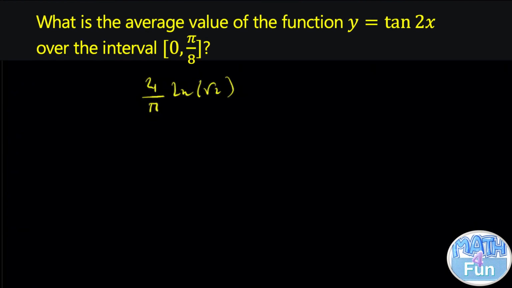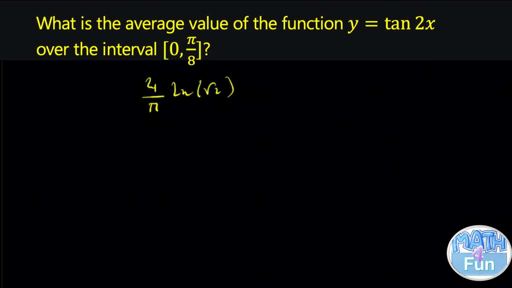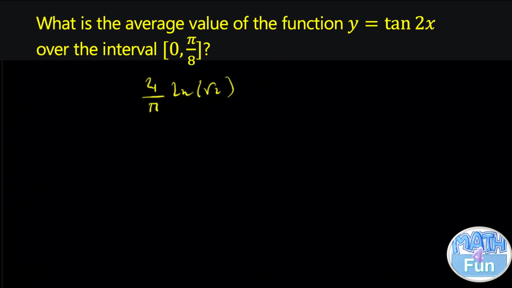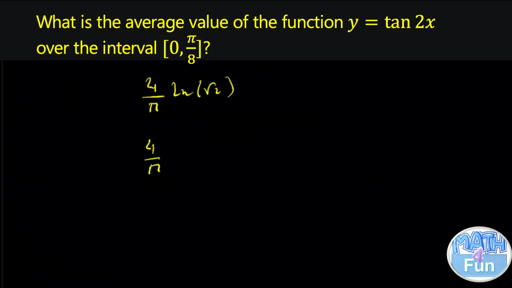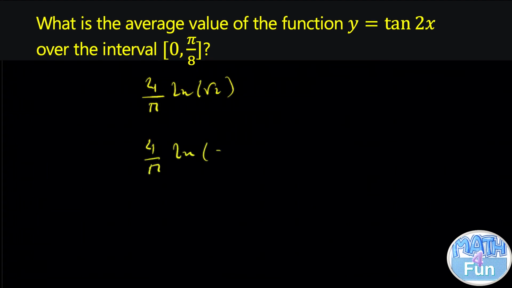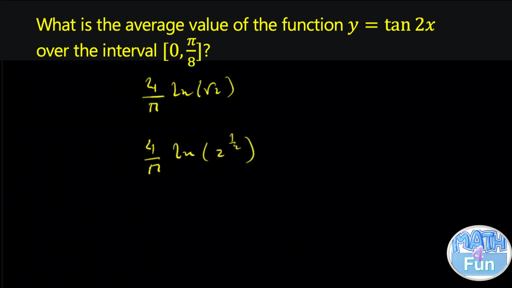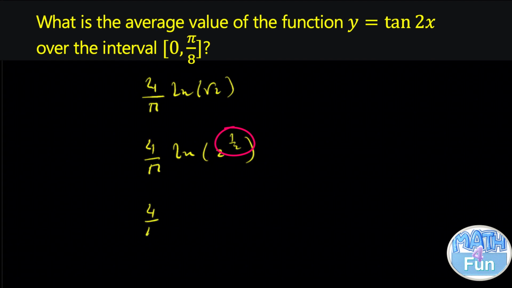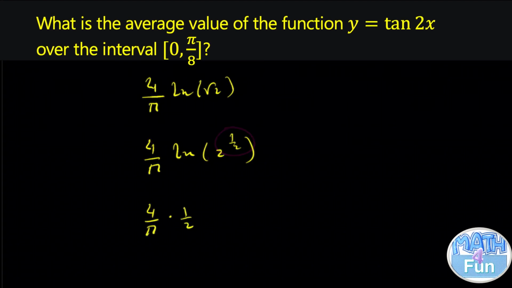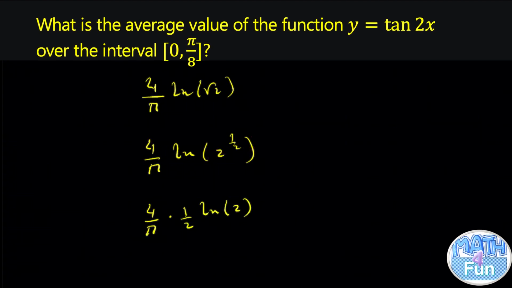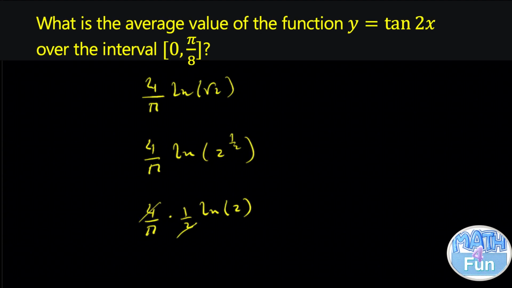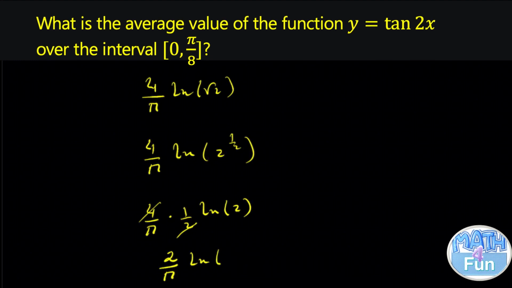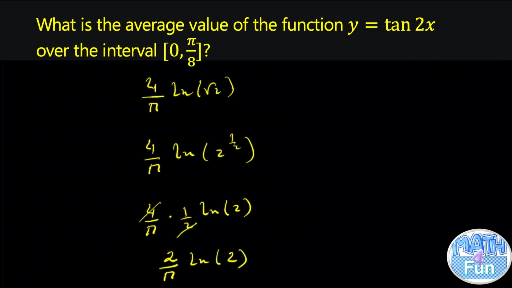Now, if you want to simplify more, let's say that this is a multiple choice question and you didn't find the answer, what can you do here? You can write 4 over pi ln. Now, radical 2 is 2 to the power half. And you know that by the properties of logarithm, you can drop down the half. So it becomes 4 over pi multiplied by 1 over 2 ln of 2, and then simplify more. 4 over 2 cancel. You get 2 over pi ln of 2. Does it make sense for you?